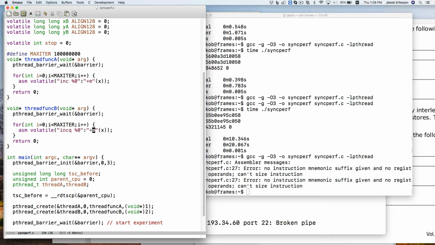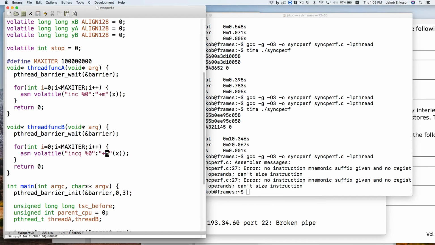Who's familiar with this inline assembly, by the way? Oh, nobody. All right. Yeah, please complain more loudly when you.